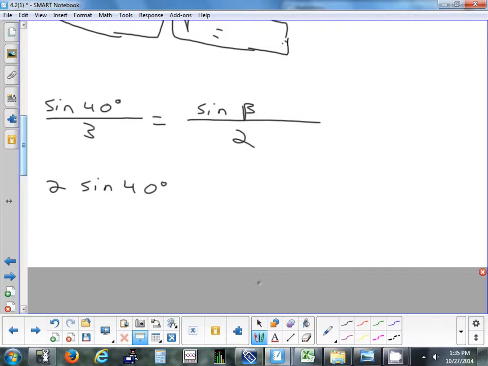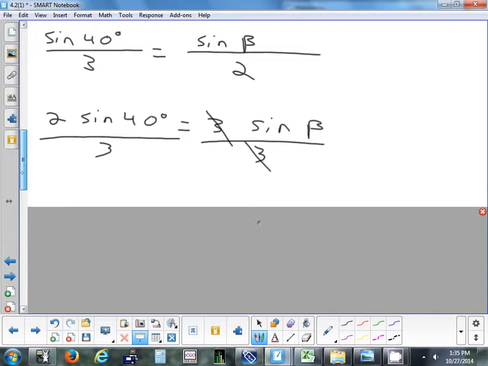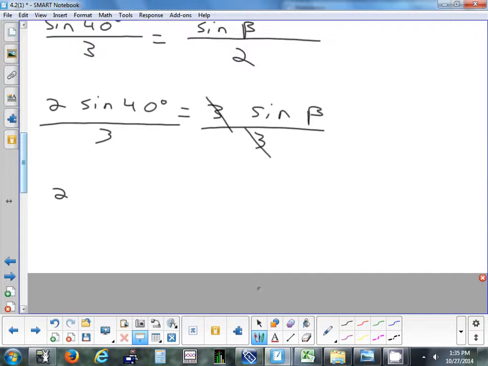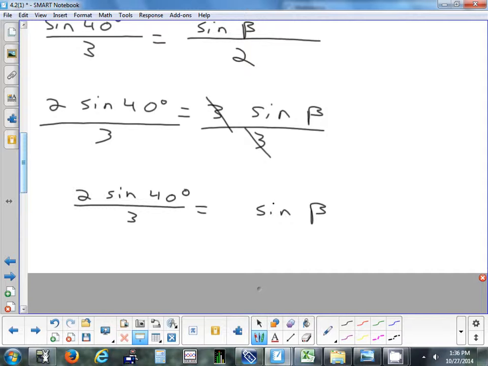I'll do this one out the long way. So I get 2 sine 40 equals 3 sine beta. What would be my next step? There's at least one other thing that's easy to put on the other side. The 3. And how would you do that? Divide by 3. And 3. So now we've got 2 sine 40 over 3 equals sine beta. Okay, good.